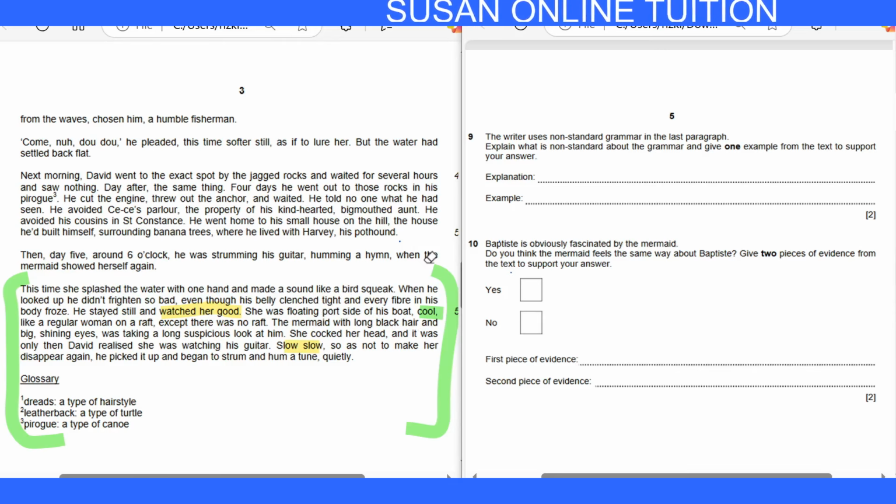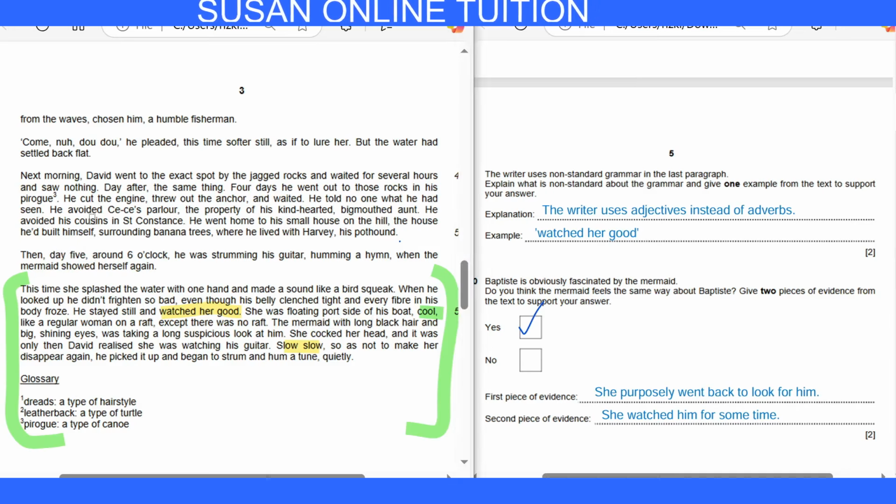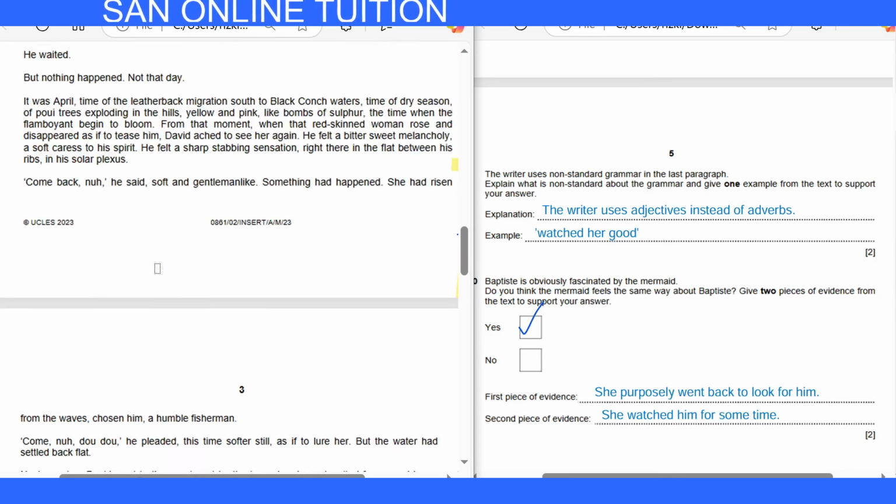Okay, let's check out the answer, guys. Here we go. If we choose yes, we have to give the correct evidence. First evidence, she purposely went back to look for him. So we see from here, the mermaid showed herself again in the second encounter. And second piece of evidence, she watched him for some time.